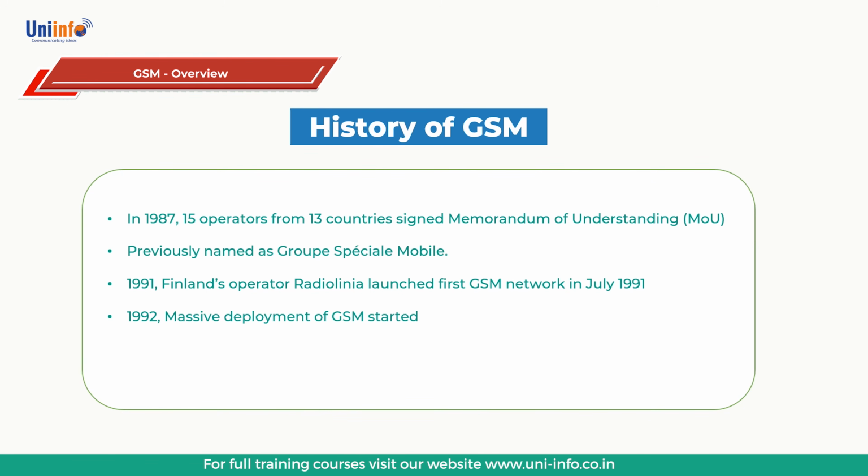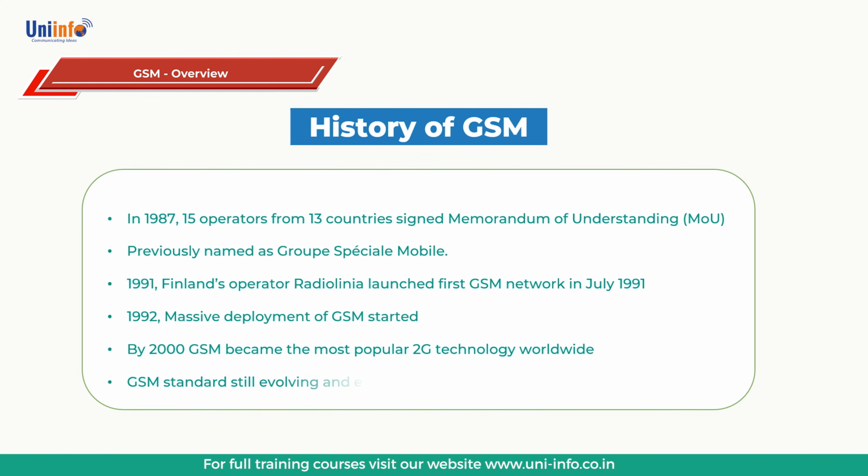In 1999, Wireless Application Protocol, WAP, came into existence and became operational in 130 countries with 260 million subscribers. And in the year 2000, General Packet Radio Service, GPRS, came into existence.